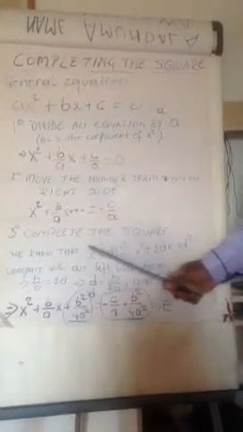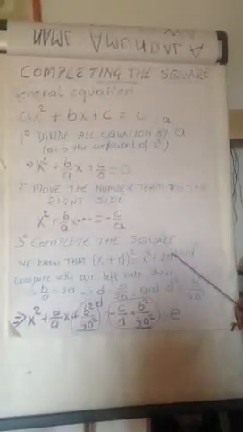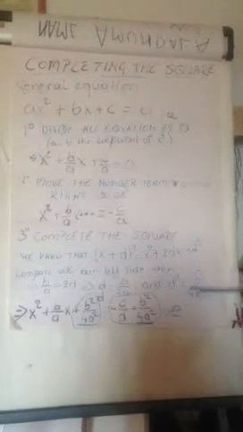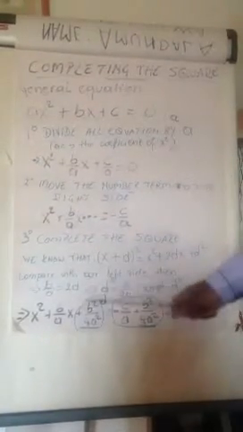So the third step will be completing the square itself. We know that (x plus d) squared is equal to x squared plus 2dx plus d squared. So comparing this form to our equation, we easily see that 2d will be equal to b over a. Then d will be b over 2a, and d squared will be b squared over 4a squared. So this is the form that we are looking to complete our square.